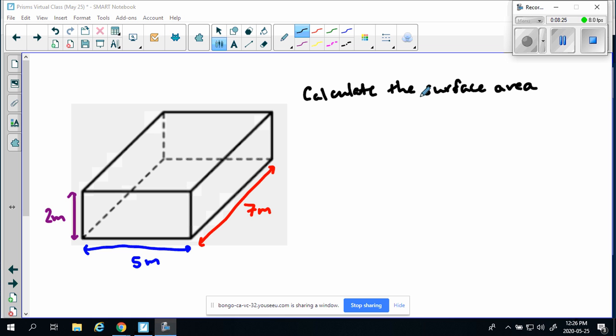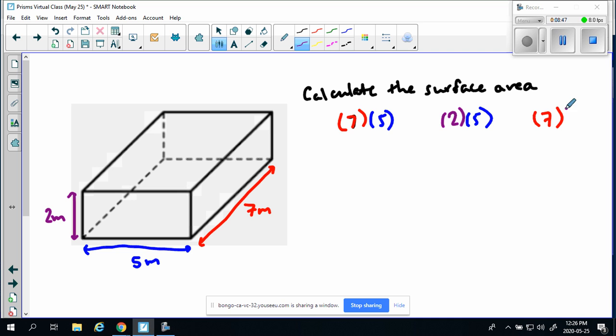Calculate the surface area. So there are three kinds of rectangles here. There's the 7 by 5 rectangle. There's the 2 by 5 rectangle. And there is the 7 by 2 rectangle. So there's three kinds of rectangles, and there are 6 of them in total because there's 2 of each. So 2 of these plus 2 of these plus 2 of those. So we are going to add those together. 118 meters squared.